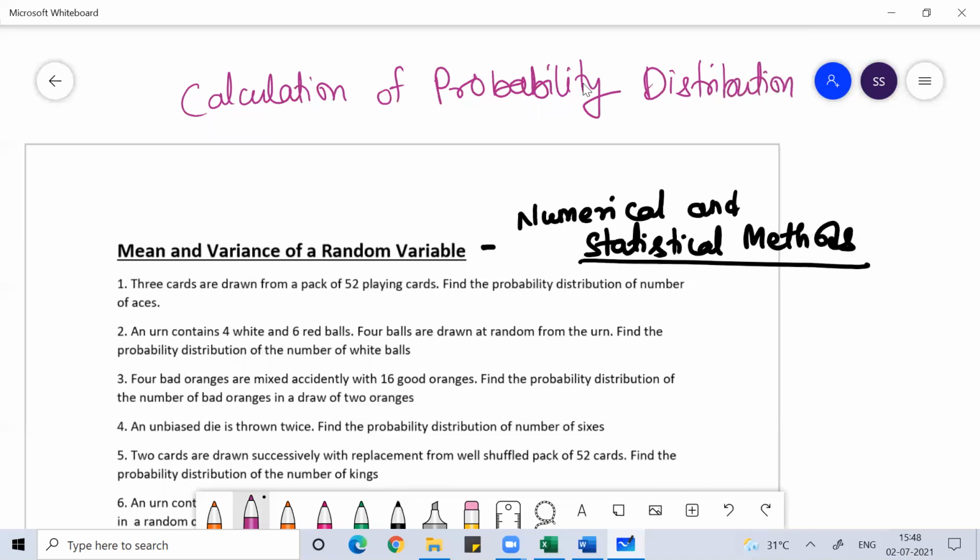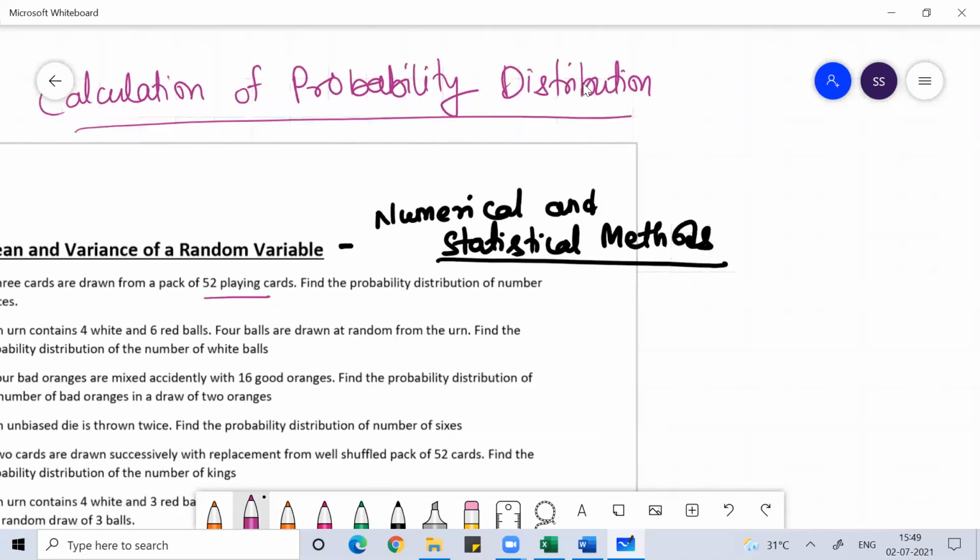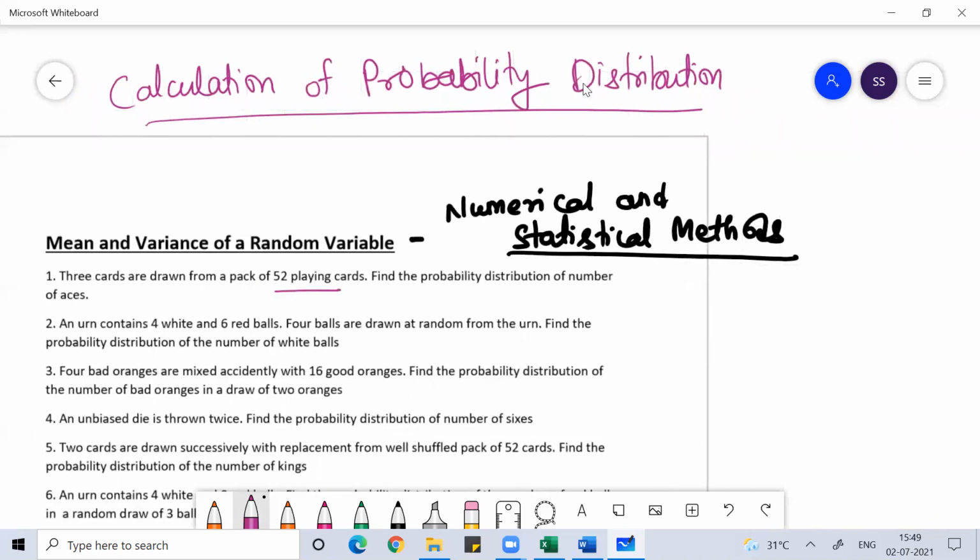Okay. When we talk about the calculation of a probability distribution, if you see this question number one, it is given like three cards are drawn from the pack of 52 playing cards. Okay, so I believe you are well aware about the playing cards. So you have 52 playing cards. So out of these 52 playing cards, 26 cards are red in color, 26 cards are black in color.